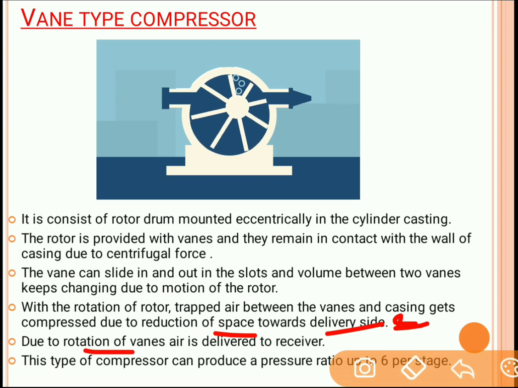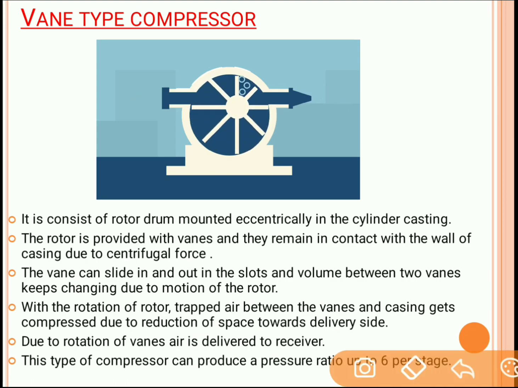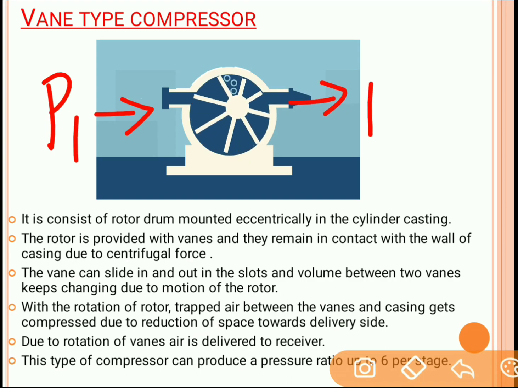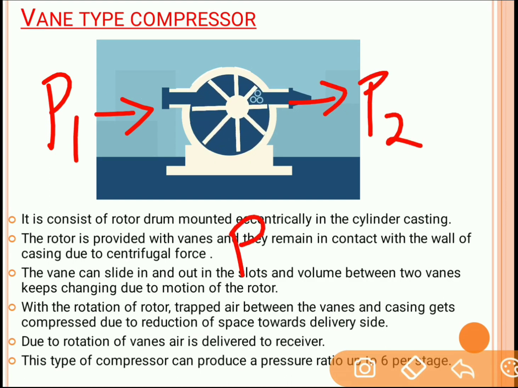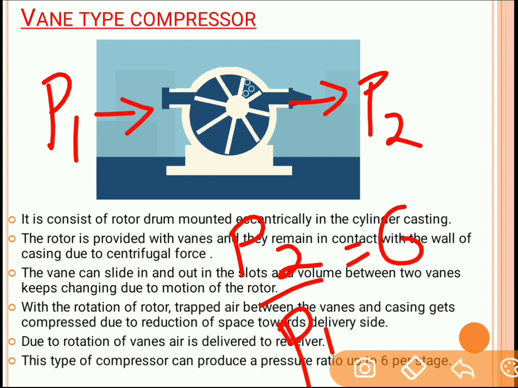Now because of the rotation of the vanes, air is delivered to the receiver and this type of compression can produce pressure ratio up to 6 per stage. Pressure ratio 6 means what? Let's say that if pressure is P1 at the inlet and pressure at exit is P2, then P2 by P1 is equal to 6. So this ratio up to 6 is possible with the help of the vane type compressor.